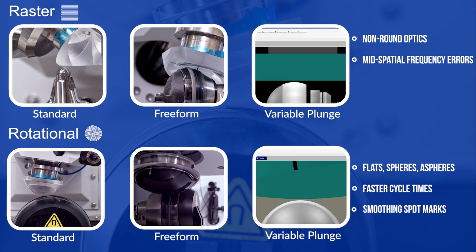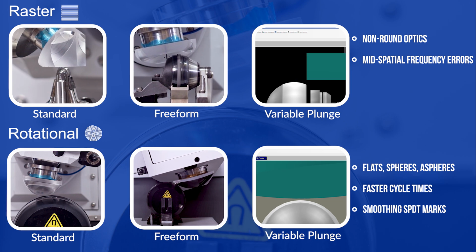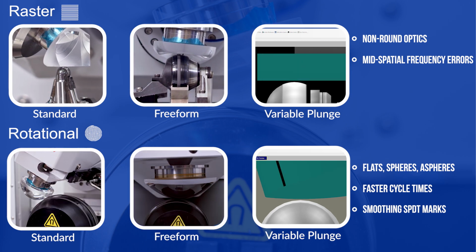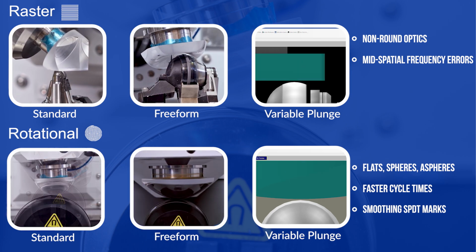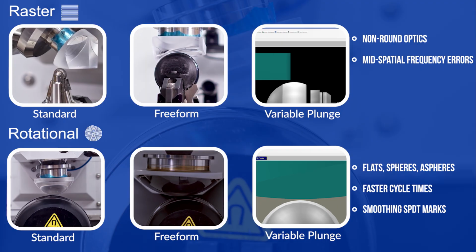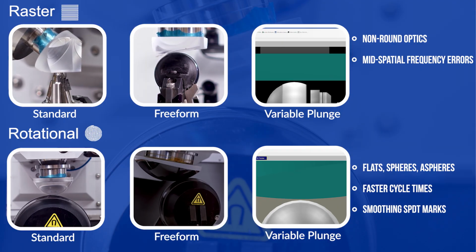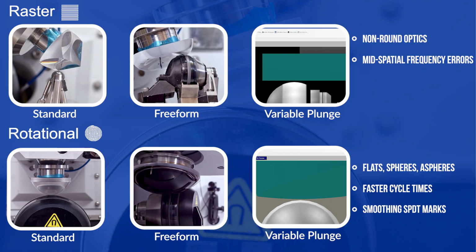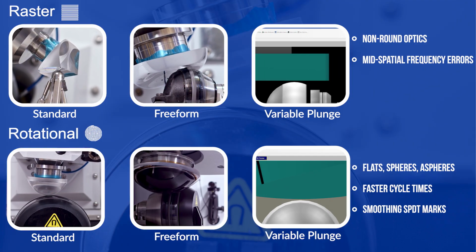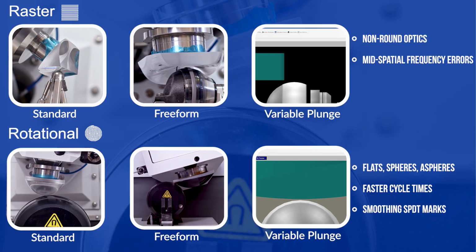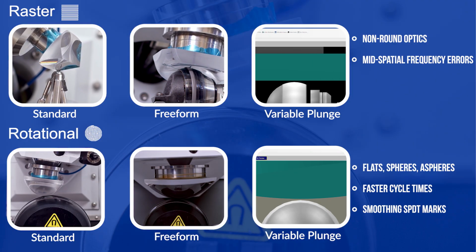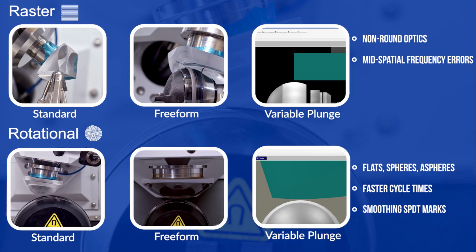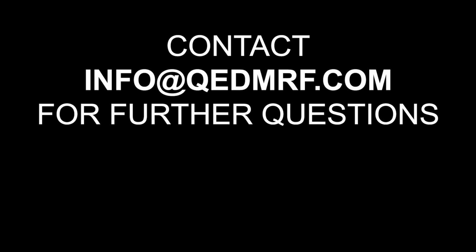Rotational modes can be used with any round optics including flats, spheres, and A-spheres. They can achieve higher removal rates thanks to no turnarounds, resulting in faster cycle times, and they're ideal for smoothing single-point diamond turning marks. With QFlex software, you're not limited to just one polishing approach. Whether it's standard, freeform, or variable plunge, each mode is designed to give you maximum control, efficiency, and flexibility to take on any optical challenge.